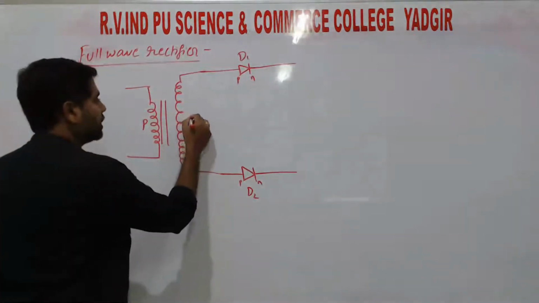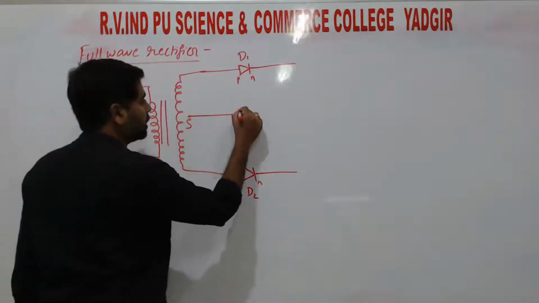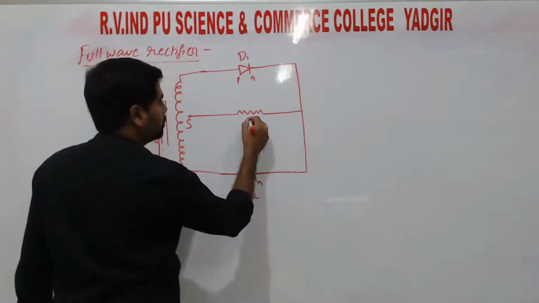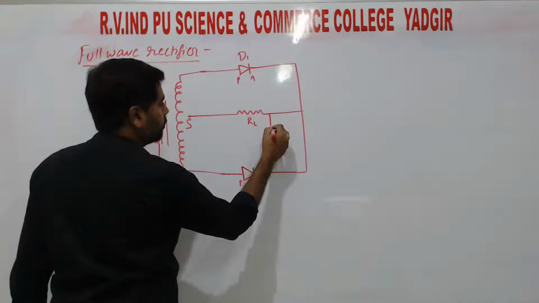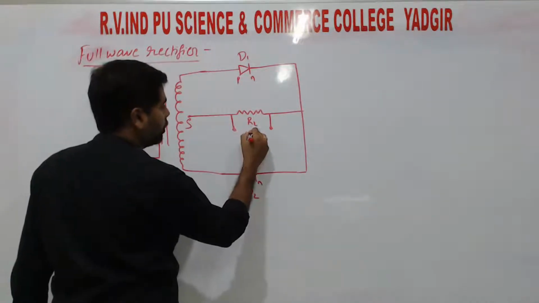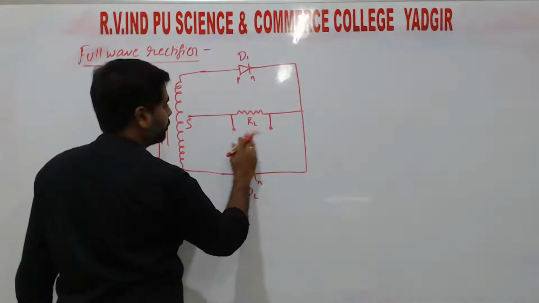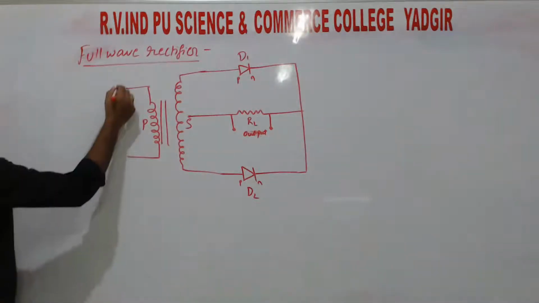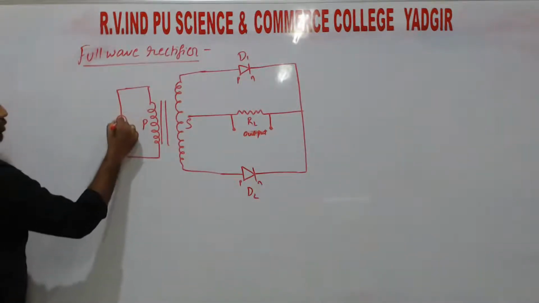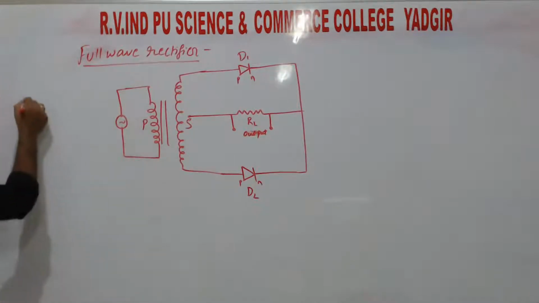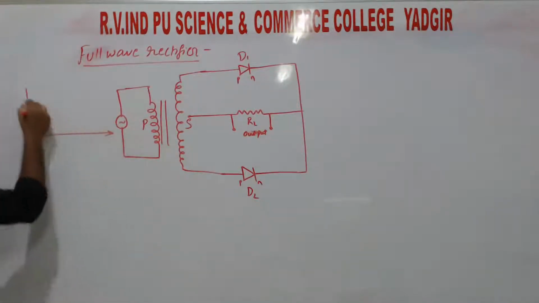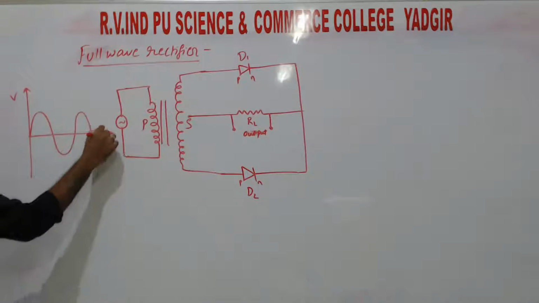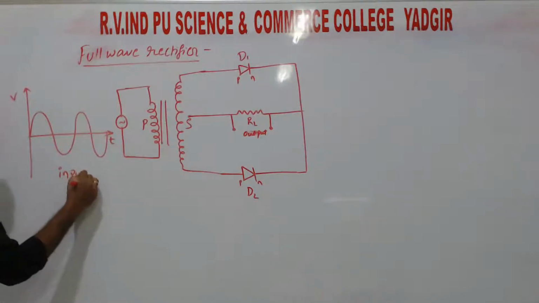Now, from the center tap, we connected the load resistance. Across this resistance, we are going to take the output. Calling this one RL. Now the primary coil of the transformer is connected to the AC source, giving the input voltage V, here is time t. So this one is the input voltage.